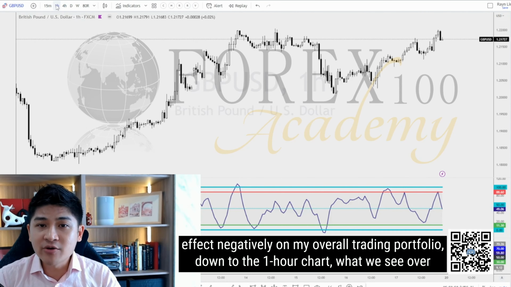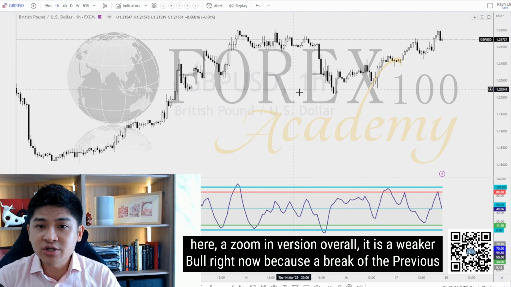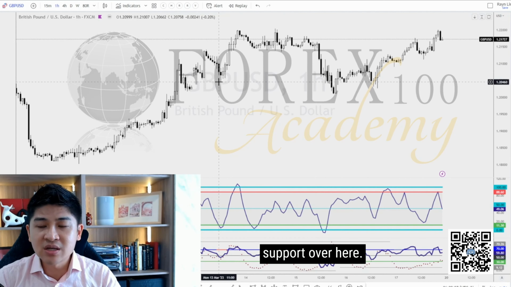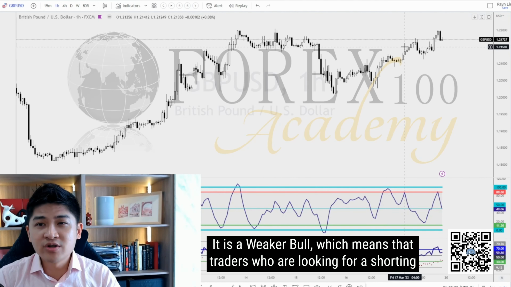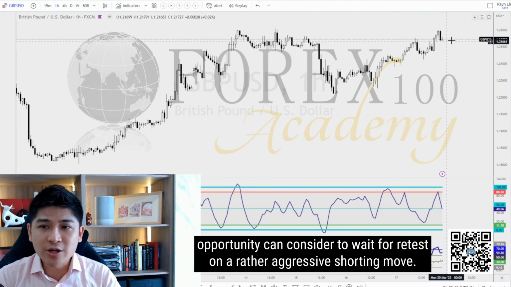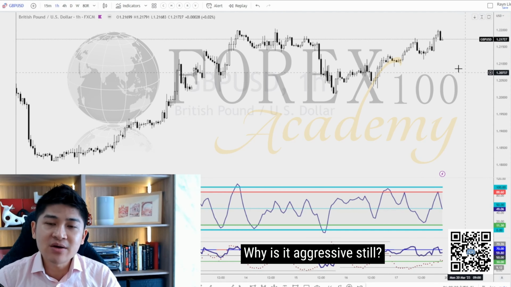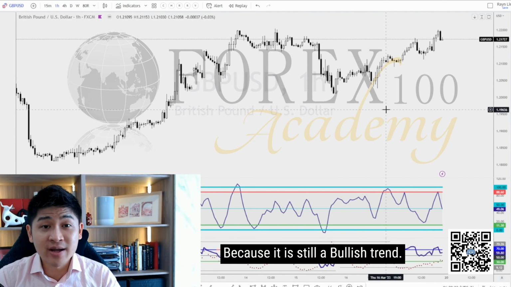Down to the 1-hour chart, what we see over here, a zoom in version. Overall, it is a weaker bull right now because of a break of the previous support over here. It is a weaker bull, which means that traders who are looking for a shorting opportunity can consider to wait for a retest on a rather aggressive shorting move. Why is it aggressive still? Because it is still a bullish trend after all.